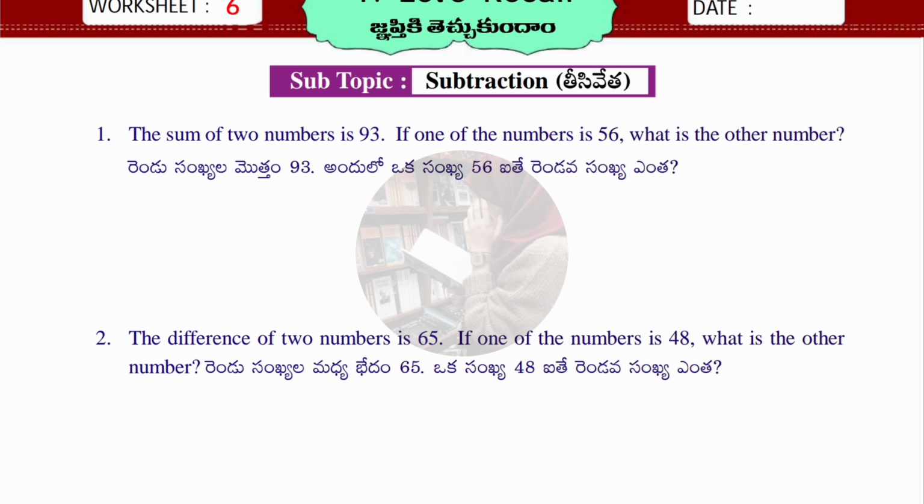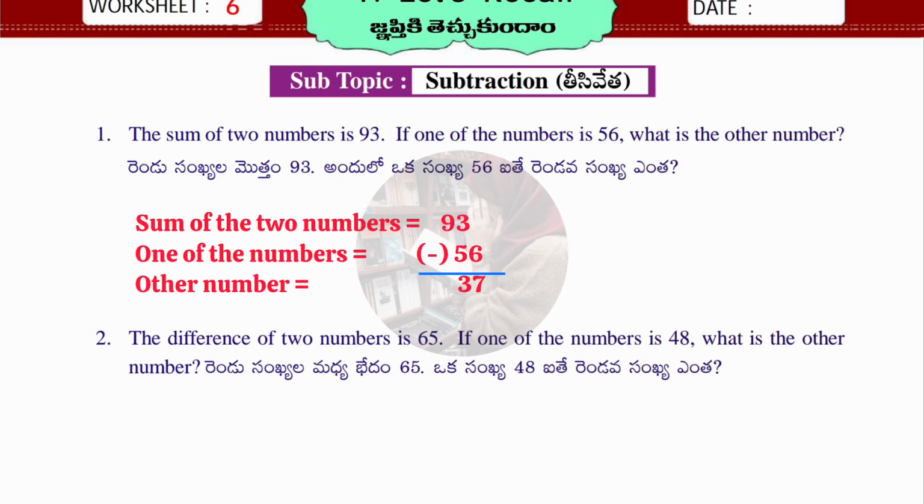Let's see. The first question is: the sum of two numbers is 93. If one of the numbers is 56, what is the other number? So here the question is saying that the sum of two numbers, meaning if you add the two numbers, the answer will be 93. Among those two numbers, one number is given, that is 56, and you have to find out the other number. How will we do this?